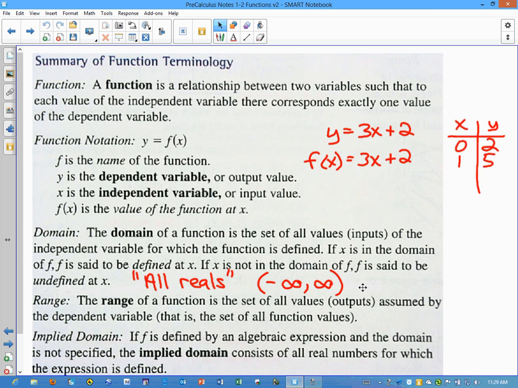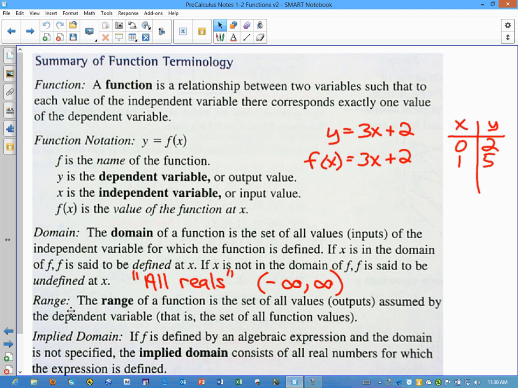Now, as far as you're concerned for now, there are two things that are going to cause restrictions in the domain. Either you're going to have division by 0, or you're going to have taken the square root of a negative number. Now, there are others, like taking the logarithm of a negative number, and we'll get to those later, but for right now, all you have to worry about are those two problems. If you don't have those two problems, then your domain's going to be all reals for now.